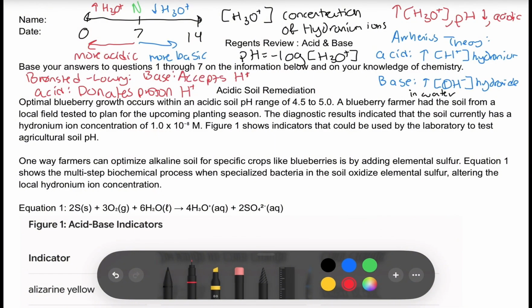So overall, just as background, you should know that the pH, again, is determined by the concentration of hydronium ions. The pH of a solution decreases as there's an increase in hydronium ions, and the pH of a solution increases as the concentration of hydronium ions decreases. And an acid is what increases the concentration of H+ or hydronium ions in water, and a base is what increases the concentration of hydroxide or OH- ions in water. And an acid donates a proton H+ and a base accepts the proton H+.